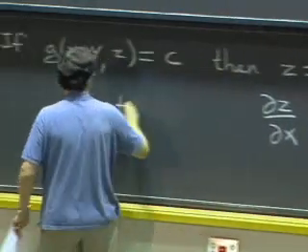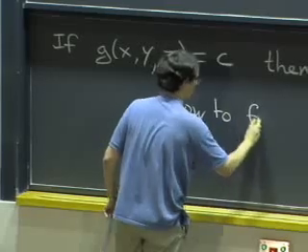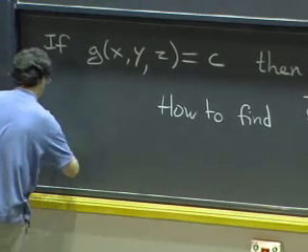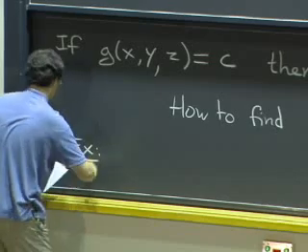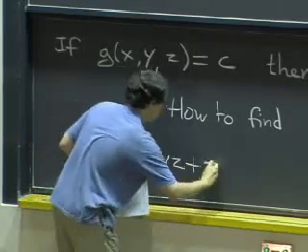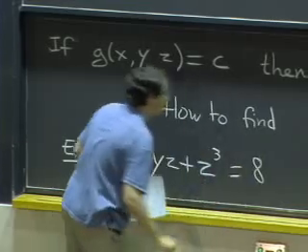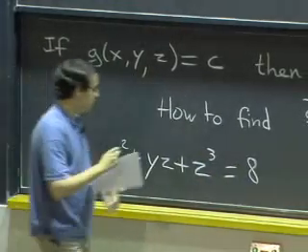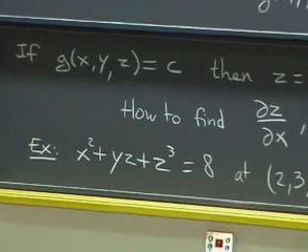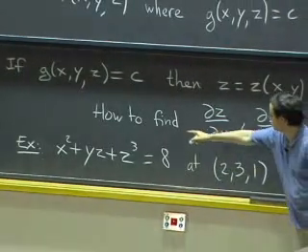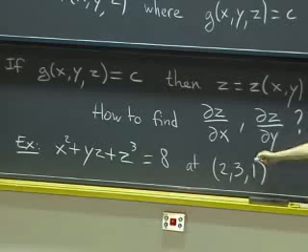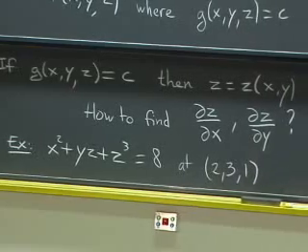So how do we find these things without solving? Well, so let's do an example. Let's say that my relation is x squared plus yz plus z cubed equals 8. And let's say that I'm looking near the point xyz equals 2, 3, 1. So let me check. 2 squared plus 3 times 1 plus 1 cubed is indeed 8. Okay, but now if I change x and y a little bit, how does z change?